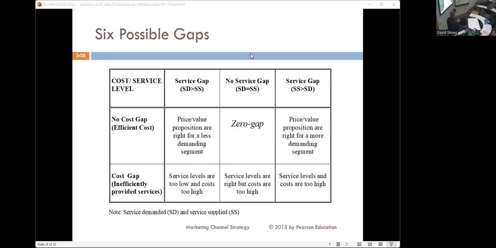So this is kind of a little chart. You don't have to memorize this. I'm not asking you to reproduce this. Just remember, if I talk about service gaps, I will ask the question, what are service gaps? Remember that service supplied less than service demanded, service supplied greater than service demanded. Remember, cost gaps only go one way. Remember that.